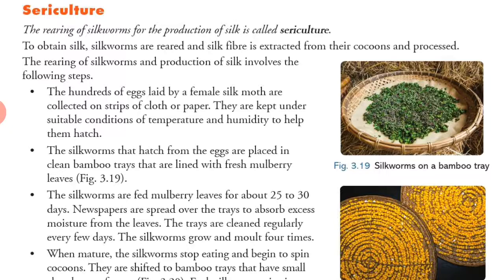The silkworms that hatch from the eggs are placed in clean bamboo trays that are lined with fresh mulberry leaves. The silkworms are fed mulberry leaves for about 25 to 30 days. Newspapers are spread over the trays to absorb excess moisture from the leaves. The trays are cleaned regularly. Every few days, the silkworms grow and molt 4 times.